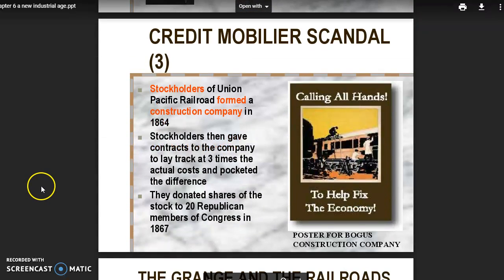Credit Mobilier scandal. Stockholders of the Union Pacific Railroad formed a construction company in 1864. Stockholders then gave contracts to the company to lay 3 times the track at 3 times the actual cost, and then pocketed the difference. So basically what they were doing was they were ripping off the government.